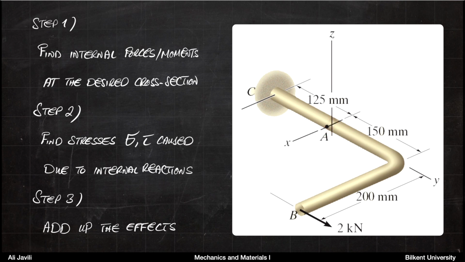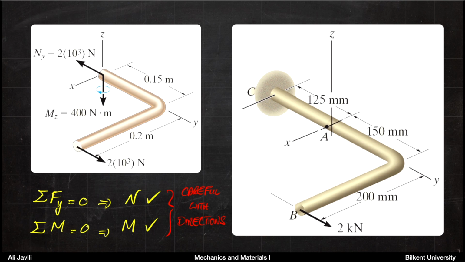On that cross-section, you need to calculate the stress state, which means stresses sigma and tau, and for that you need the forces and moments. And finally, you add up all these effects together. So you can imagine, if you want to calculate the stress state on this cross section, what you need to do is to use the method of sections, as we learned at the beginning of the semester. So basically you cut the rod at that section and you write the internal forces and moments.